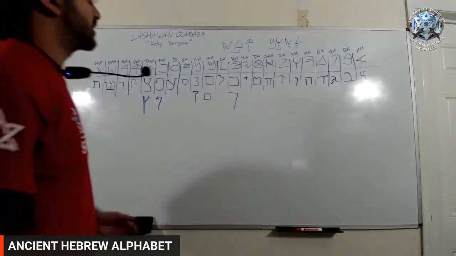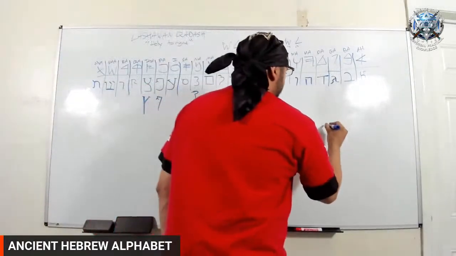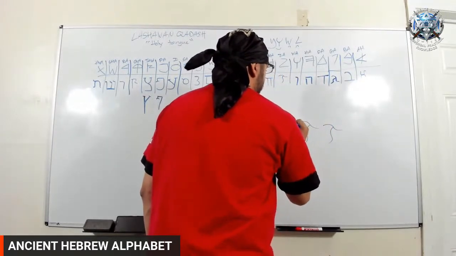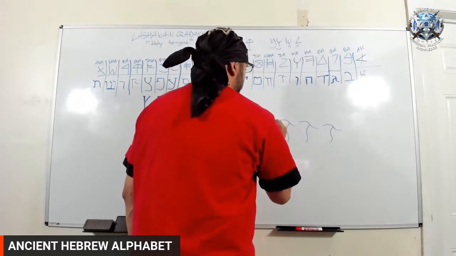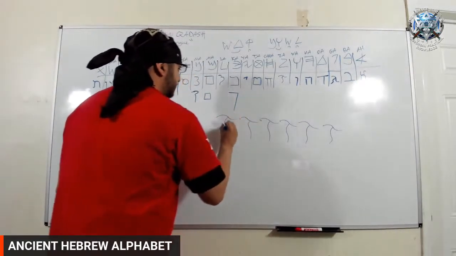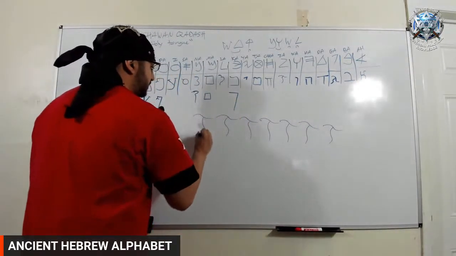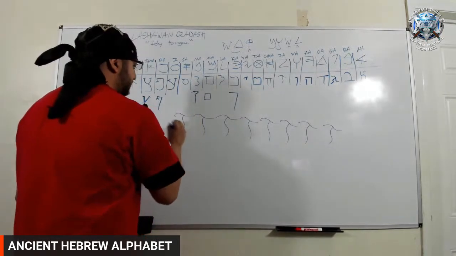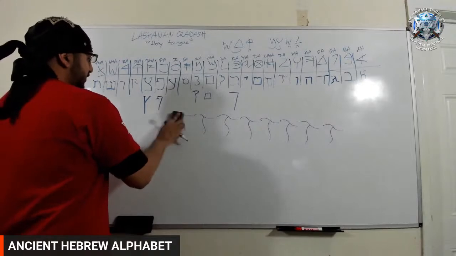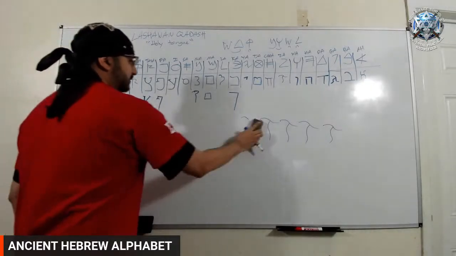Okay. Next up is za, za, za. There's the letter za. Okay.